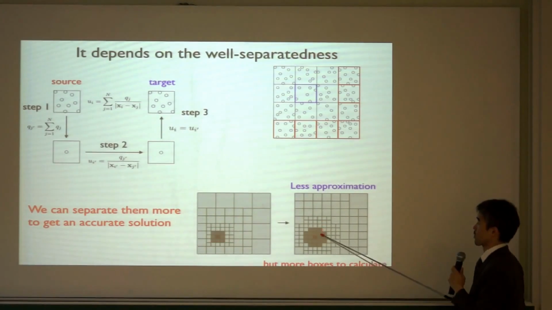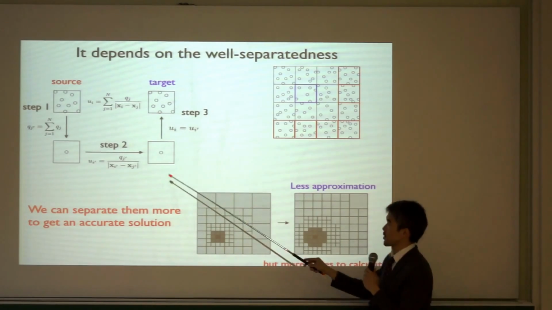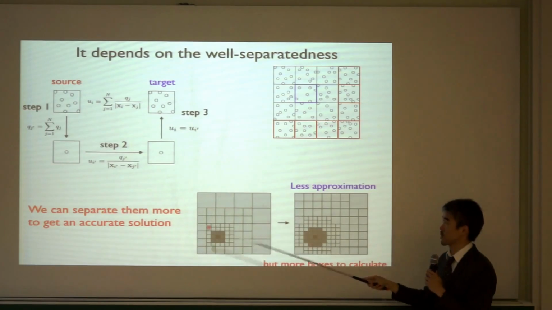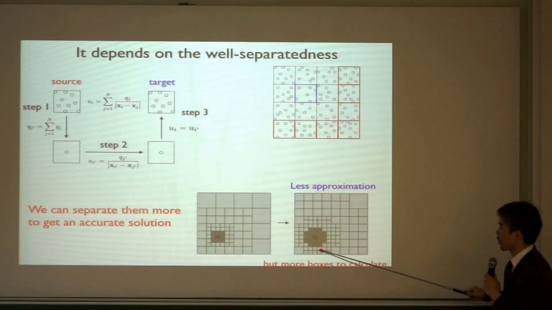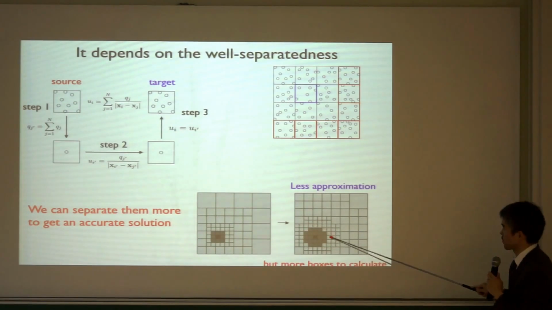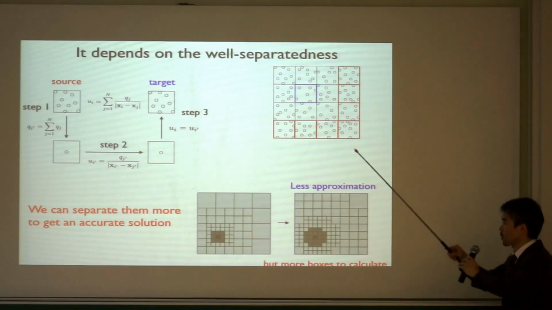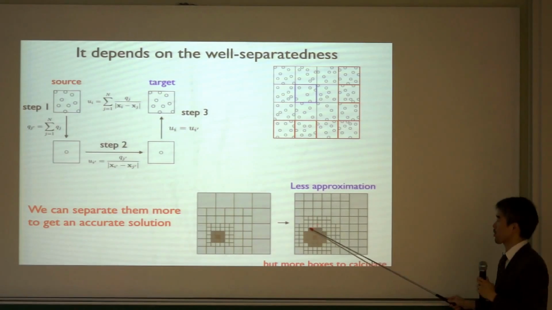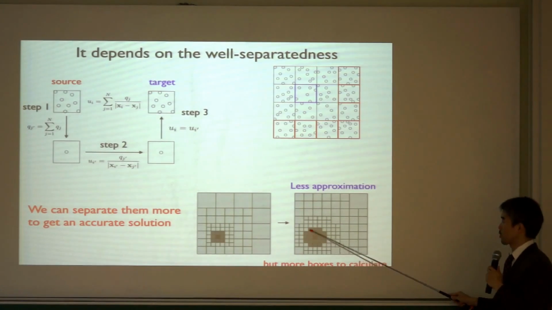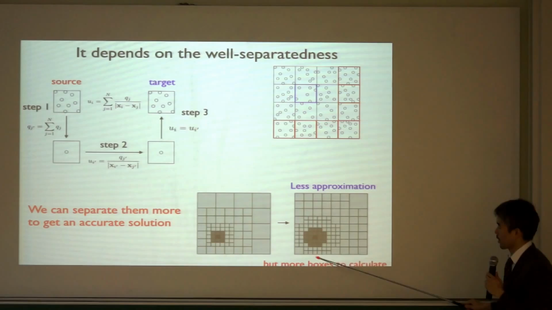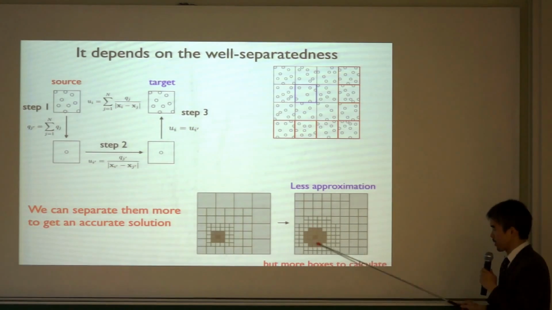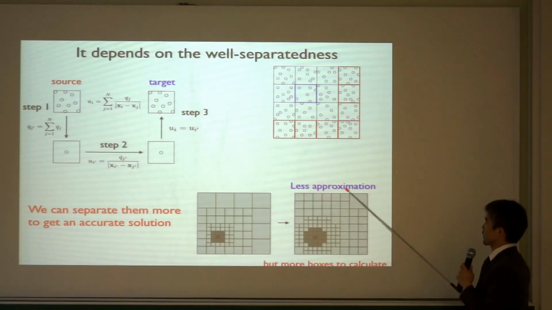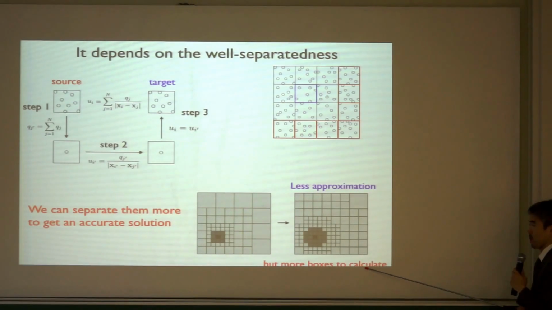You can leave out the corners because the accuracy of this approximation is sort of a function of the distance from the center. So you want the shape of this region, the dark region, to be as close to a sphere as possible. You don't want it to be a square because the corners will have the largest errors. So you want to chop off the corners when you make this type of interaction list. But this one has less approximation, but more boxes to calculate.